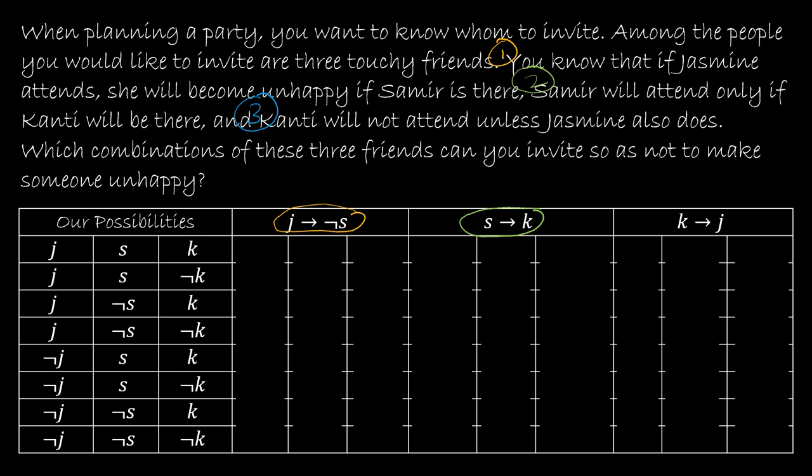From here, the next thing I did was I took anything that was not on the implication side. So here I'm going to leave the S column alone so that I can fill that in a minute. I'm going to use the K column and fill that in a minute. And I'm going to use the J column and fill that in a minute.